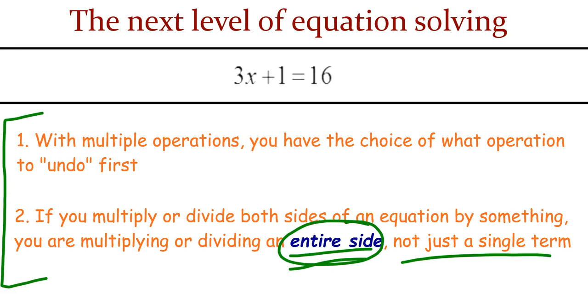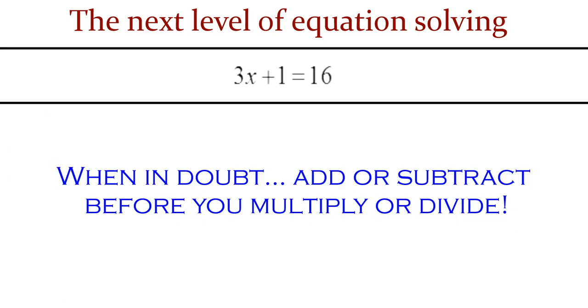That being said, multiplication and division operate on an entire side, not just a single term. So when in doubt, after you distribute or combine like terms, add or subtract before you multiply or divide.